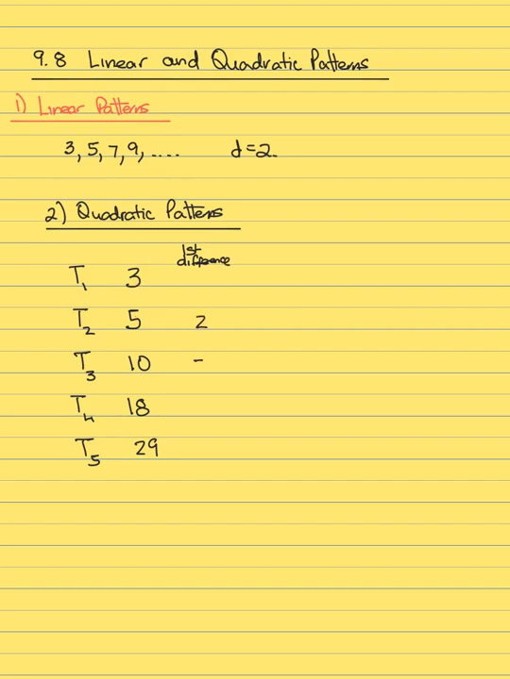The difference between the 3 and the 5 is 2, the 5 and the 10 is 5, between the 10 and the 18 is 8, and between the 18 and the 29 is 11. We notice that's not constant, so it's not a linear pattern. So we look at the second difference. The second difference between 2 and 5 is 3, between 5 and 8 is 3, and between 8 and 11 is 3. So now we notice that the second difference is a non-zero constant. In this case it's 3, but the important thing is that it's a non-zero constant, and that's what tells us that the pattern is quadratic.